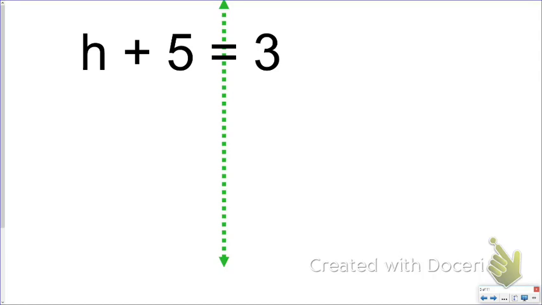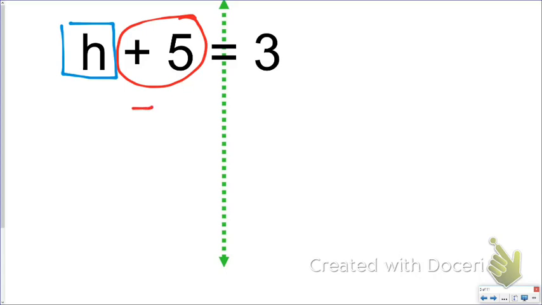Okay, if you're applying the additive inverse, my variable is h. The number that's with the variable is a positive 5. So I'm going to try to get rid of this positive 5. How do I get rid of a positive 5? I use what we call the additive inverse. What's the additive inverse of a positive 5? What's the number that makes 5 go to 0, which would be a negative 5? So I put a negative 5 on this side.